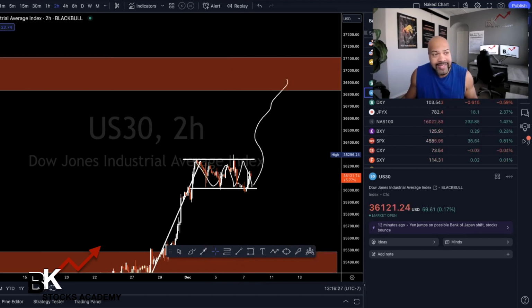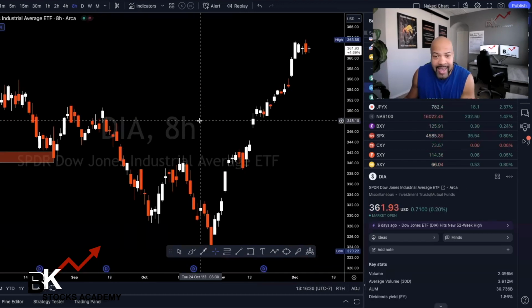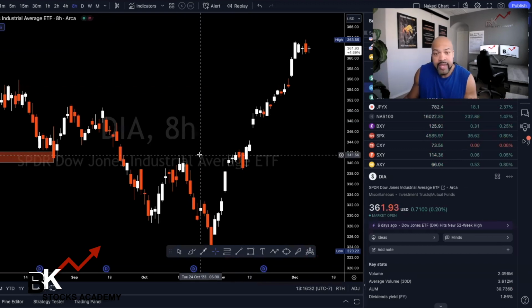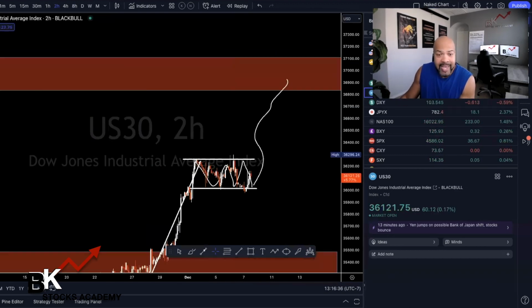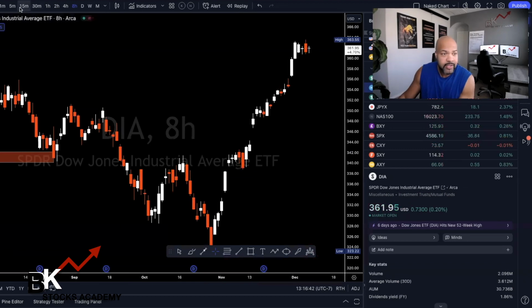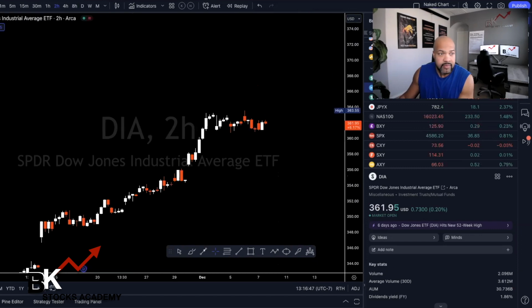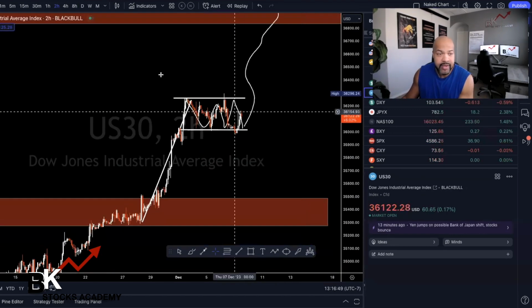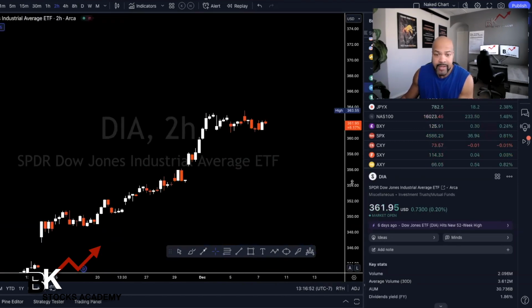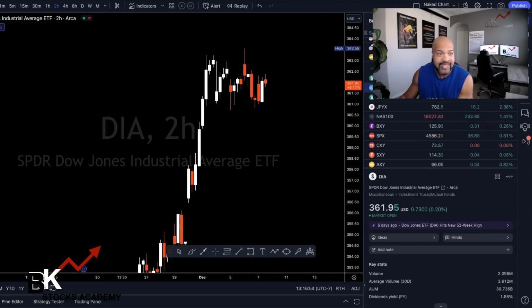Also want to show you this ETF here. This is called DIA, and this is an ETF of the Dow 30 index. It runs the exact same as this here. So if I go to my 2-hour chart here and I do something like this, it's the exact same thing as this one here. Right? So you can see that this is ranging here. It's the exact same thing.